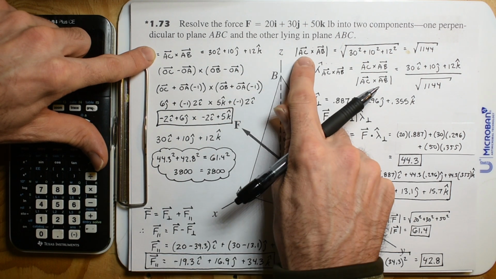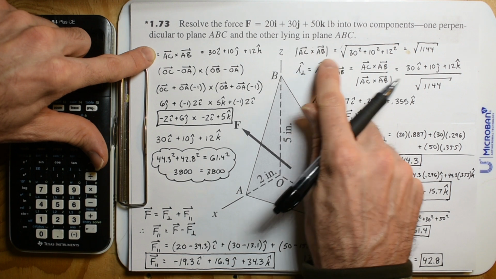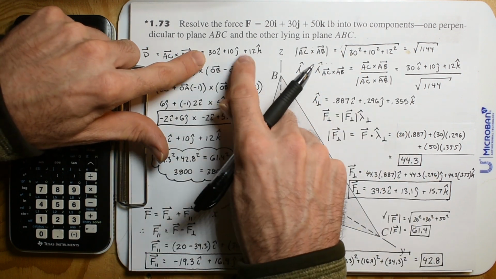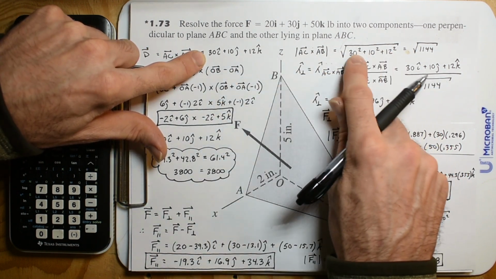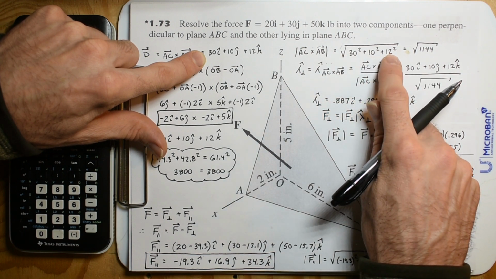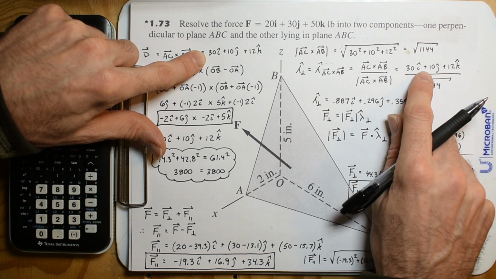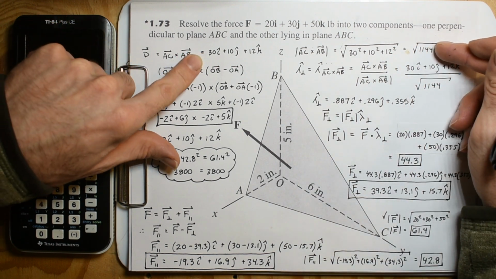I can also find the magnitude of it. We do that with the absolute value signs. So that's the square root of each of the components squared, adding them together: there's going to be 900, 100, 144. So it's 1,144. Square root that. All right, so that's the magnitude of that.